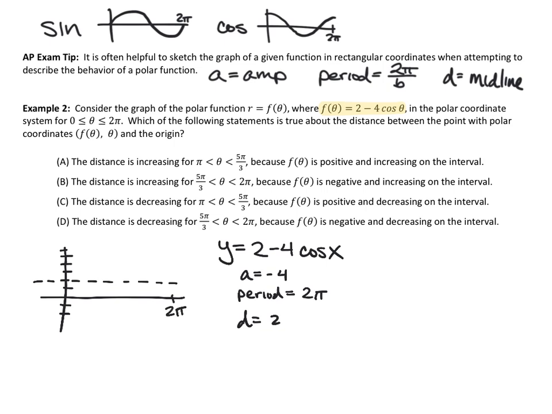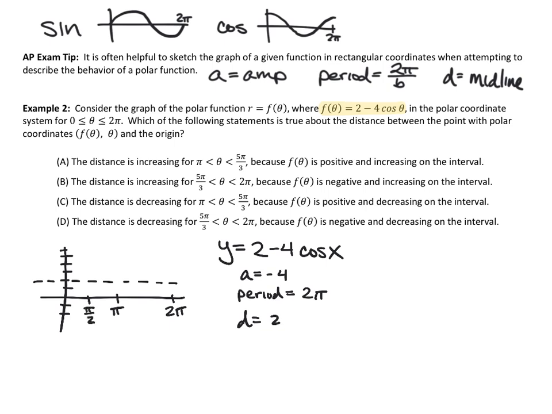Now, the trick to this, and we did this in the warm-up, is that you only need to know the tops and the bottoms and the midlines. So halfway between 0 and 2 pi is going to be pi. That's an important point. Halfway between 0 and pi is another important point, pi over 2.